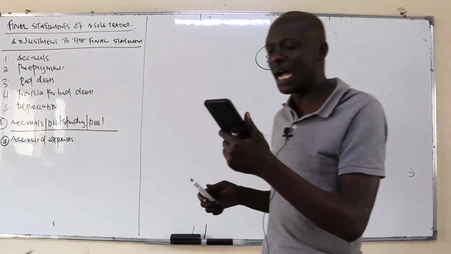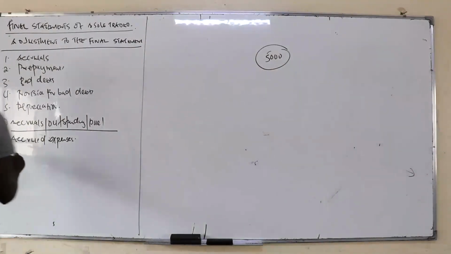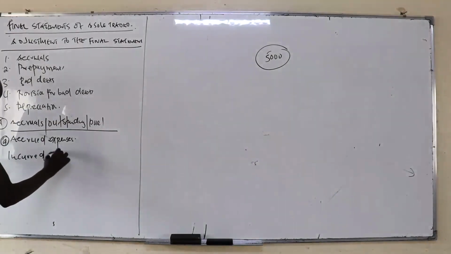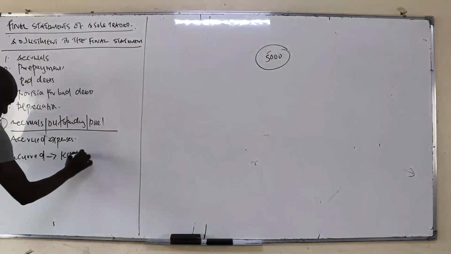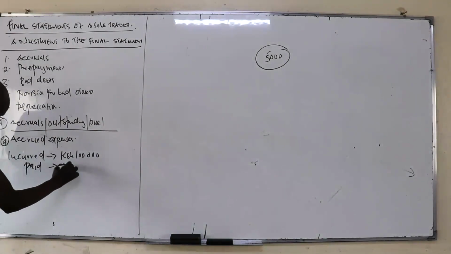ABC Enterprises incurred Kenya shillings 100,000 for electricity. That is the amount incurred. And then for the year ended 1st December 2009, 20 of this amount was not yet paid as at the year end. So the amount that is paid is Kenya shillings 80.